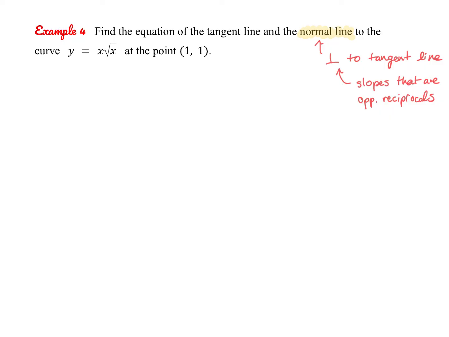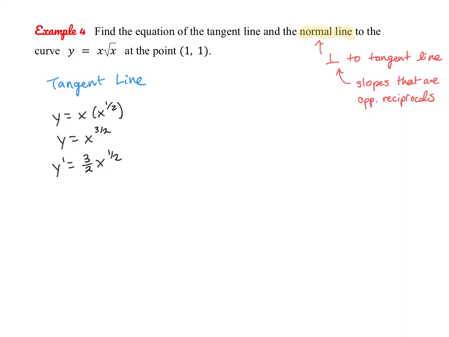All right, so let's start by finding the equation to our tangent line. So we know that to find the equation of our tangent line, we're going to need to find the derivative when x is equal to 1 because that will tell us the slope of our tangent line. So to find that derivative, it might be useful to rewrite our initial function as y equals x to the 3/2. So we can use that power rule to help us find our derivative. So it's 3/2 times x to the power of 1/2.